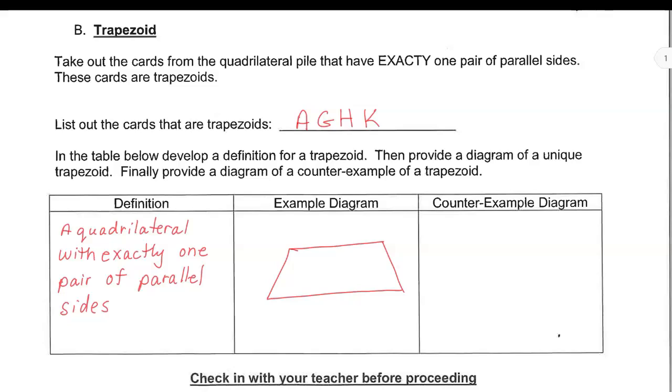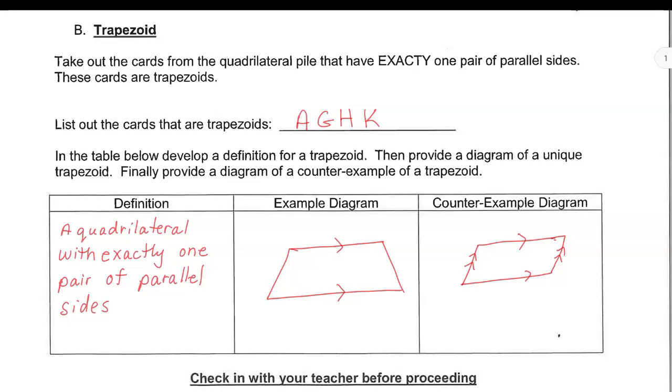The exact way to indicate a trapezoid is to put the markings on there for the 1 pair of parallel sides. To show a counterexample of that, you could draw a figure with that pair of parallel sides, but then the other pair also parallel. That would definitely be something that is not a trapezoid.